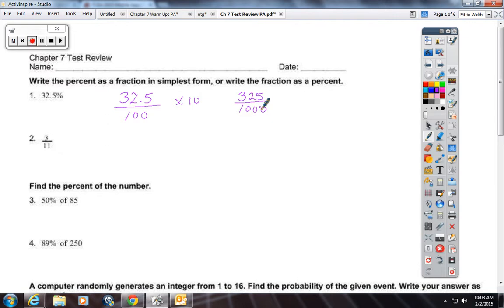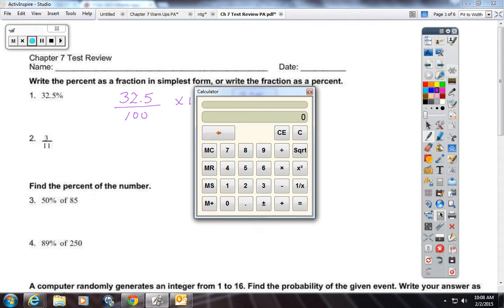Obviously, if you reduced, you would have gotten 13 over 40. But I will take this right here. Now, number 2 is a fraction, and it tells us to write it as a percent. So how do you write a fraction as a percent? You take the numerator, which is 3. You divide it by the denominator, which is 11. You hit the equal sign. That's a decimal. Now, how do you make a decimal percent? You multiply by 100 and add the percent sign.